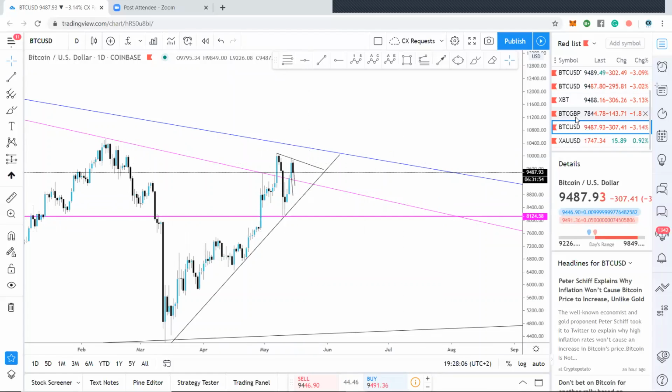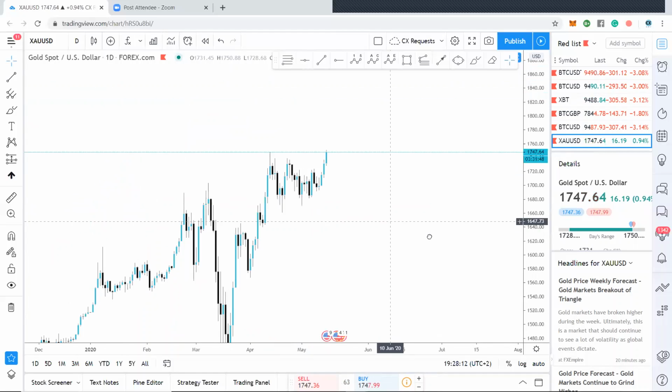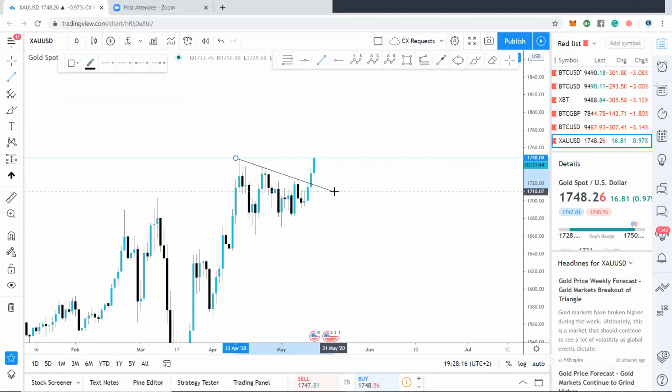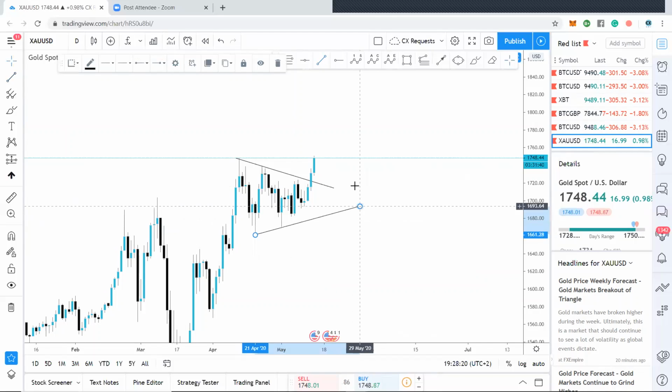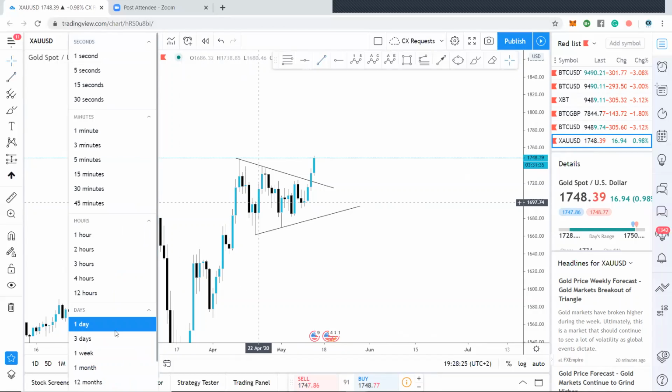With that said, I'm going to move on to the next and final pair for today, gold, XAU USD. Very nice. It's been in a symmetrical triangle pattern as well for quite some time now. And price just broke out, and we're currently at about $1,700.